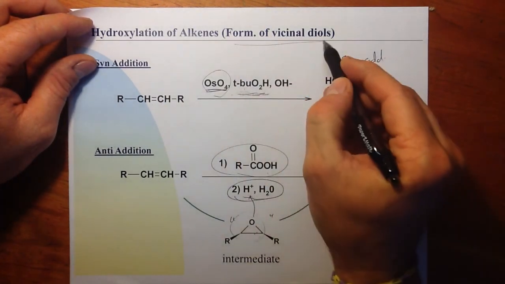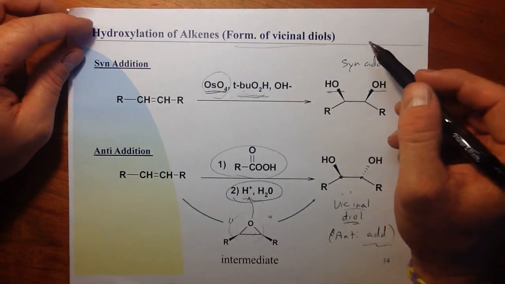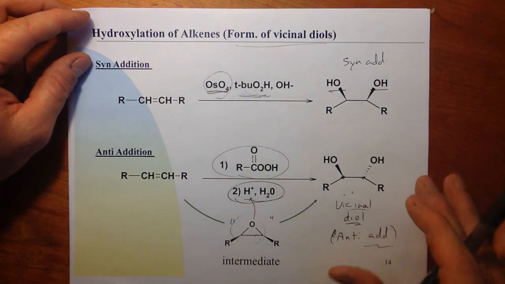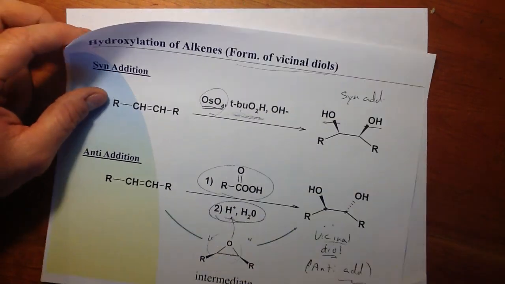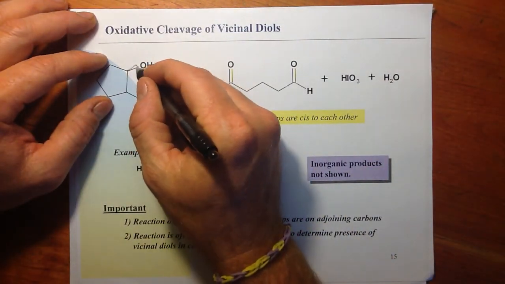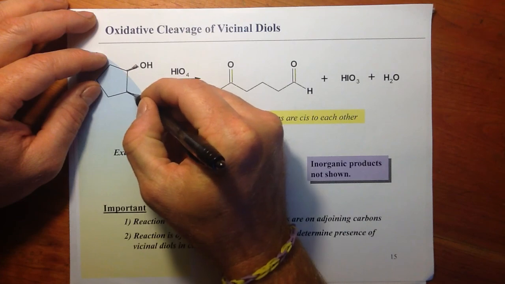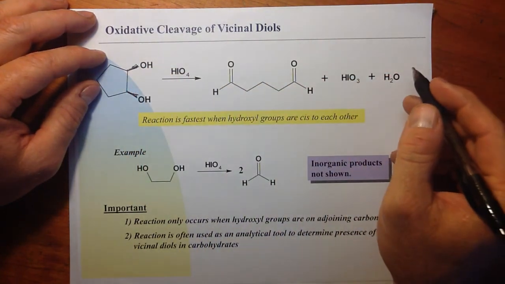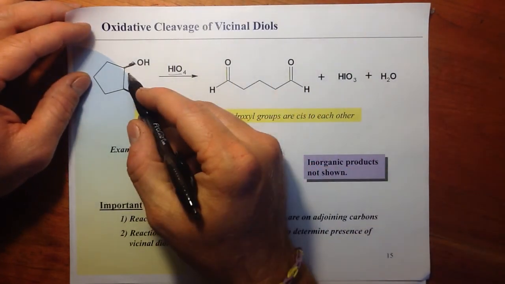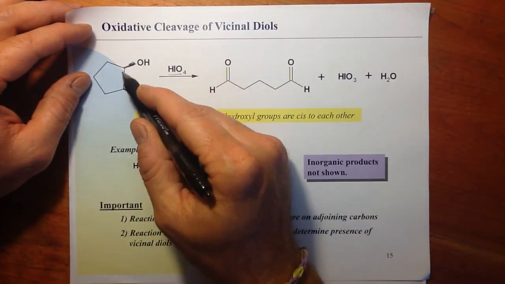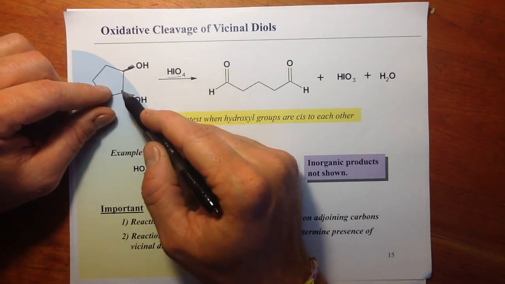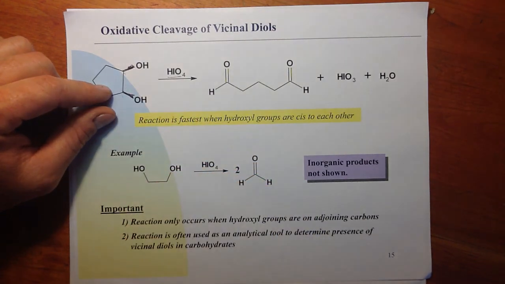So either way, formation of vicinal diols through hydroxylation of alkenes using osmium tetraoxide or using peroxy acid in an acid-water workup. And we can take those diols. Now this, if they were across from each other, would have to have been made using osmium tetraoxide. We can take periodic acid now and cleave completely the carbon-carbon bond in the vicinal diol. We can cleave this carbon-carbon bond in the vicinal diol.